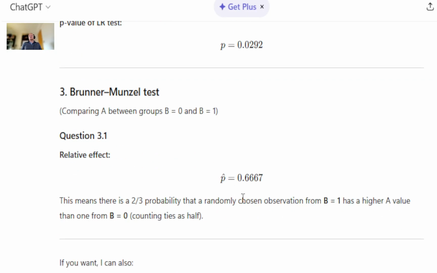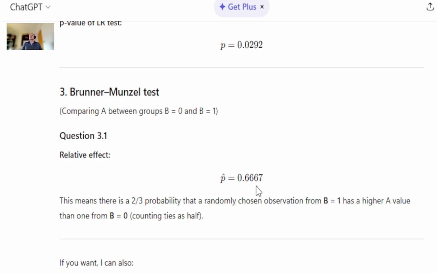And then Brunner-Munzel's test, which I'm not going to explain in much detail. You see a little bit of a description here. If you want, I have several videos on my channel on the Brunner-Munzel test as well, where I explain in more detail what exactly happens there and what this kind of statistic means. But in this case, it provides a relative effect statistic, which roughly is convertible to correlations.